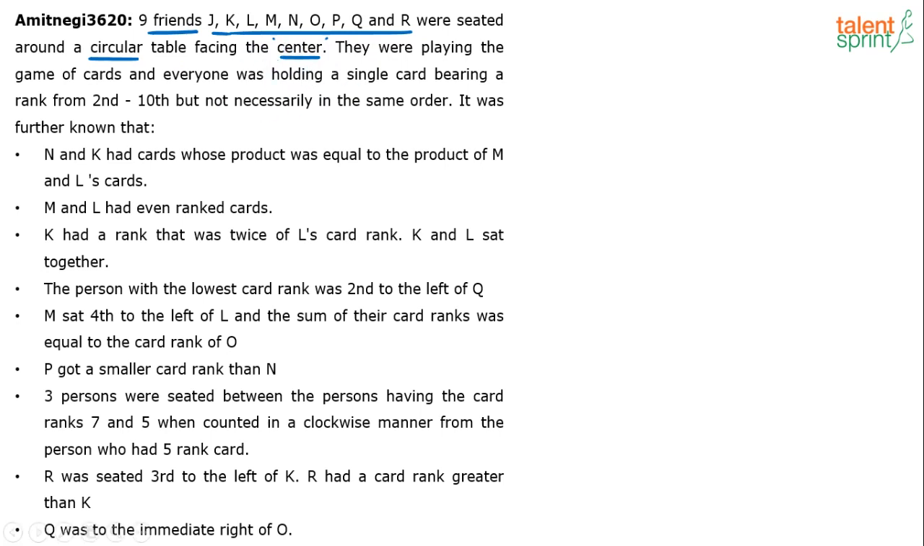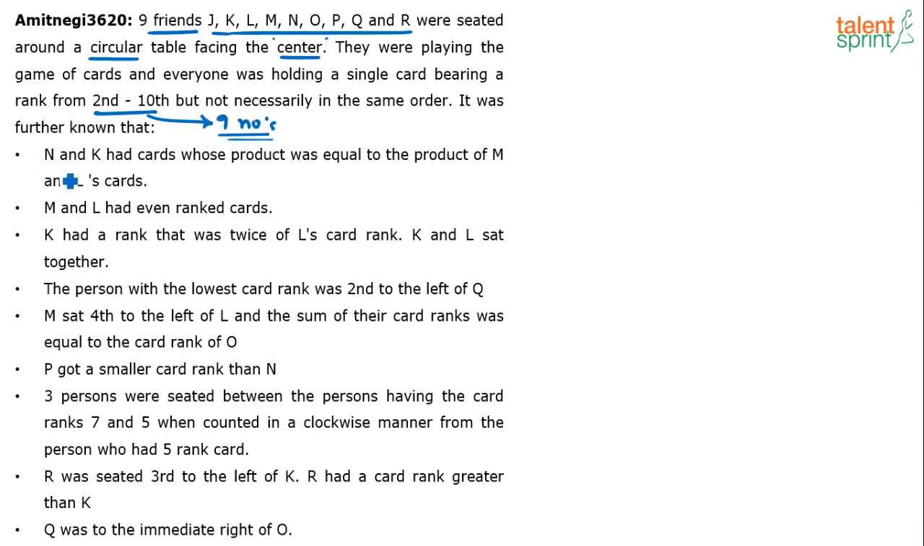So we can now make it a thumb rule that in this arrangement, left should always be clockwise, right should always be anti-clockwise. Now, they were playing the game of cards and everyone was holding a single card bearing a rank from 2nd to 10th. Understand, 2nd to 10th is again 9 numbers: 2, 3, 4, 5, 6, 7, 8, 9, 10, but not necessarily in the same order. So 9 persons have to be arranged around the table and you have to find out which person was holding which card. Look at the clues given to us. First of all, we will read the clues, get the meaning behind each of them, and then try to solve it.